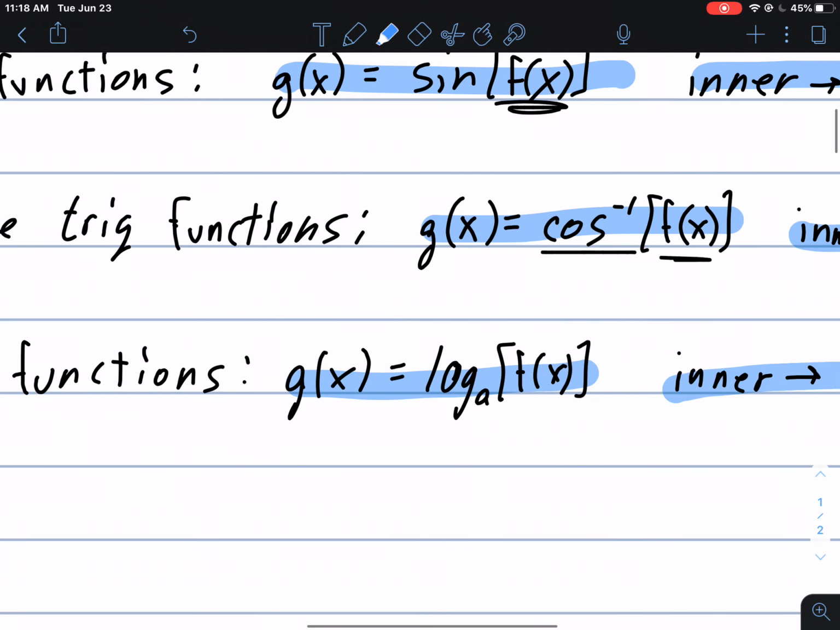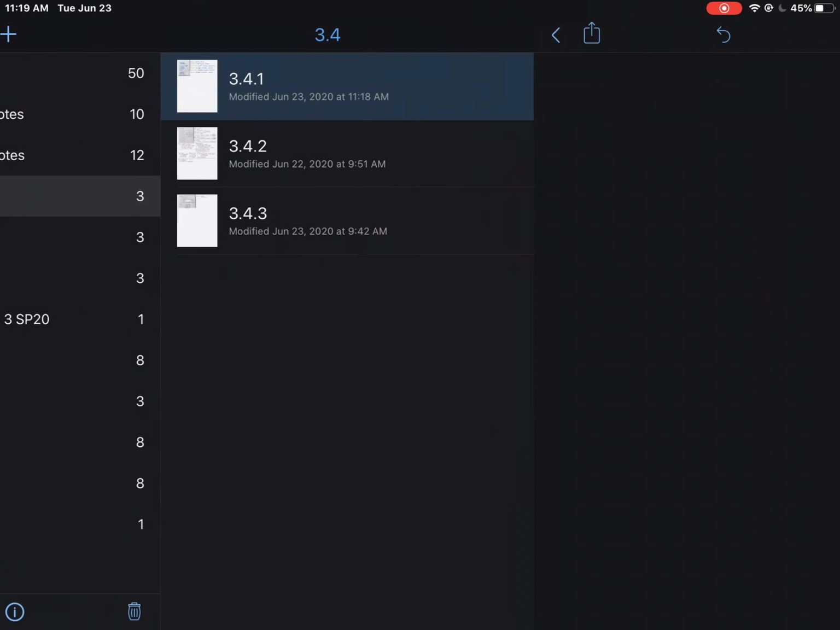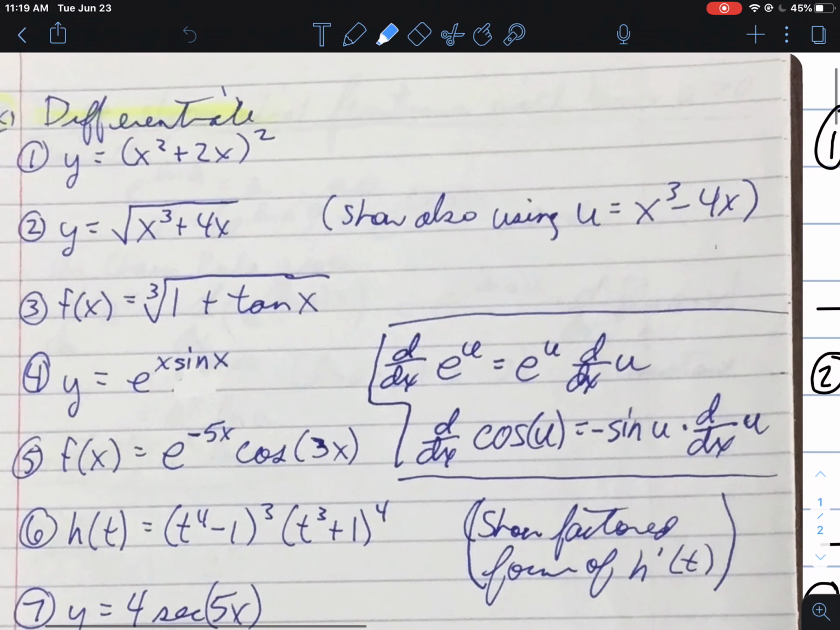Okay, so those are pretty much the types of functions that we work with. And like I said, some we've already talked about how to differentiate, some we haven't yet, so we'll have to get into those over the course of these next couple of sections.